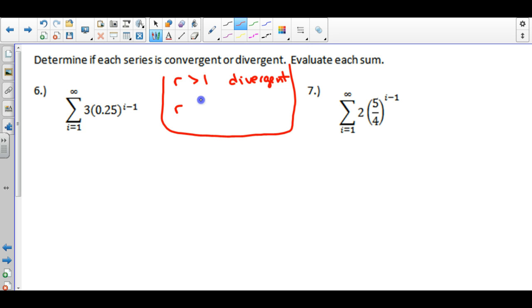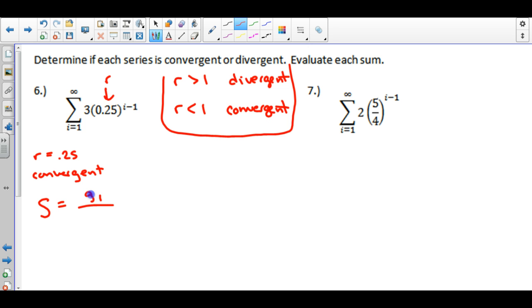If your common ratio, assuming that it's positive and assuming that it's not 1, is less than 1, which means like 0.9, or if I say 4 over 10, or some kind of number that is less than 1, it would be convergent, which means that it is going to have a sum which we'll be able to calculate. So in this case, your r is 0.25, so since r equals 0.25, this is going to be convergent, and we are going to be able to calculate a sum.